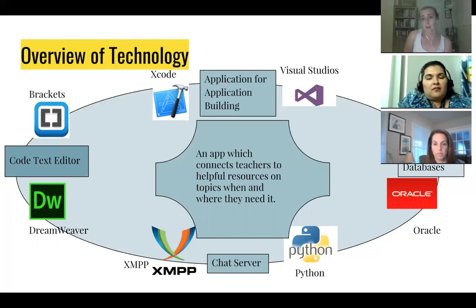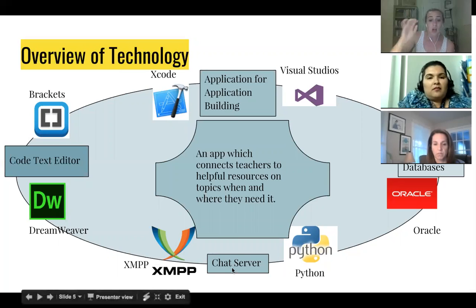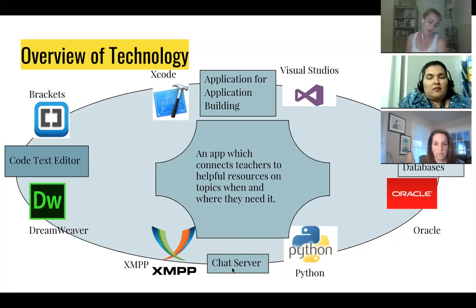Two databases are MySQL and Oracle. And then you'll finally need at the bottom a chat server. A chat server, XMPP, is a protocol, middleware software, which connects chats together. And then Python is a versatile programming language to create a chat server. So this is kind of a generic overview of some of the technology you'll need.